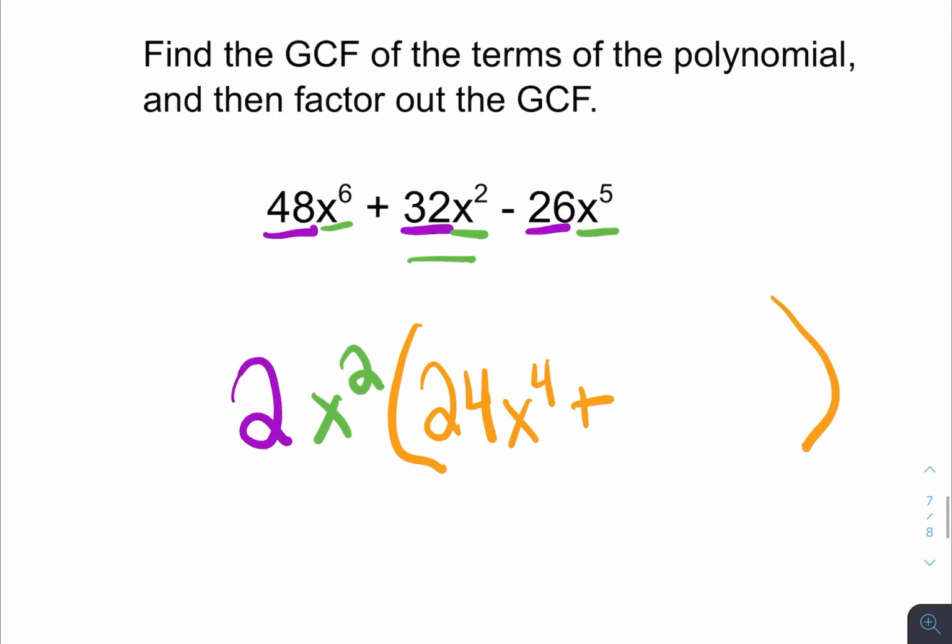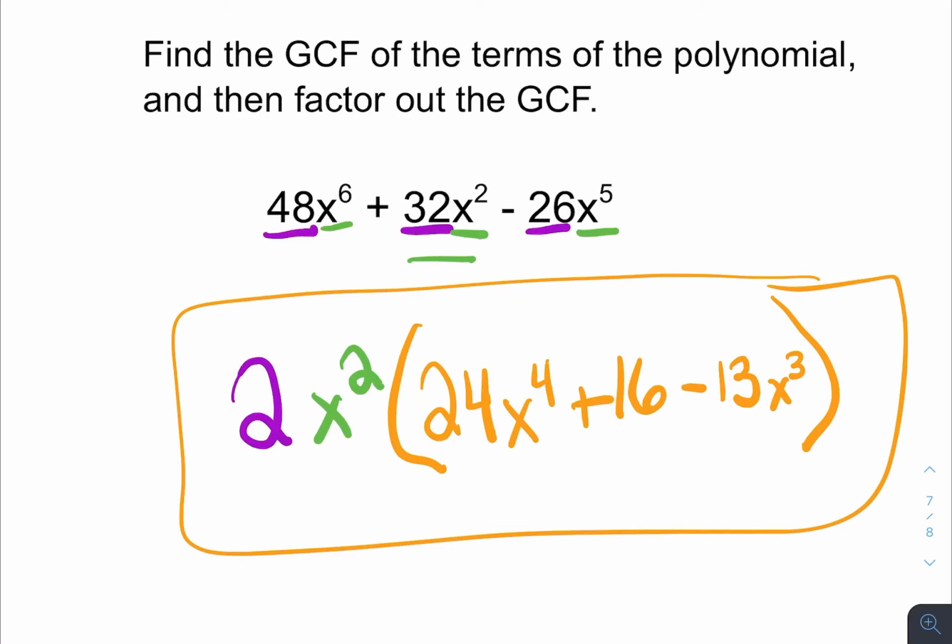Okay, our next one here, 2 times what gets us to 32? Well, that's going to be 16. X squared times what gets us x squared? Well, we're already there, so we don't need to do anything there. And last one, 2 times what gets us negative 26? Well, that's going to be negative 13. And again, we subtract exponents, so we should have x to the third. There's our answer.